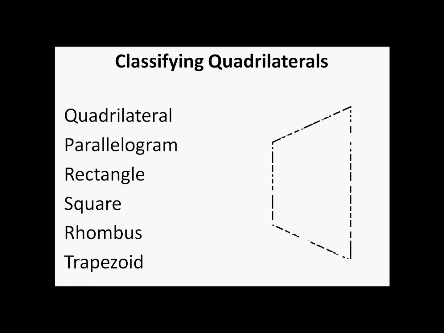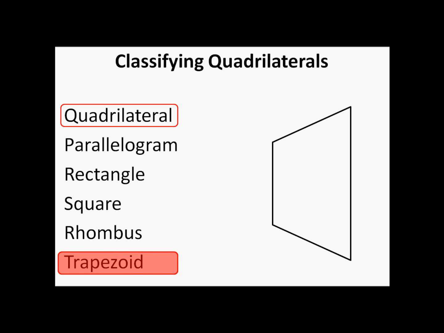We're going to do another one. We've got this figure. Well, it has 4 sides, but also it has 1 pair of parallel sides. So it's going to be called a trapezoid. It can't be called anything else. That's its most accurate name. A trapezoid is a quadrilateral.